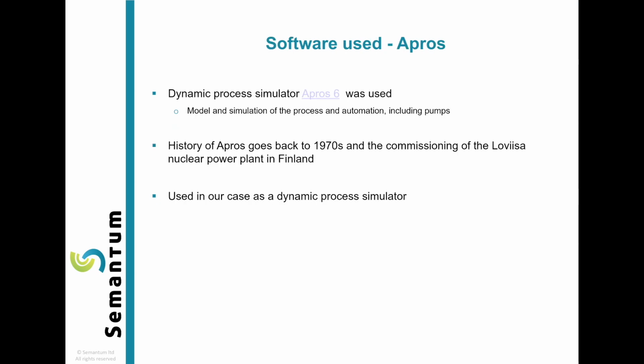So the dynamic process simulator was Apros 6 specifically. It contained the model and simulation of the process and automation, including the pumps. And the history of Apros goes way back in time to the 1970s and the commissioning of the Loviisa nuclear power plant in Finland. But in our use case, we didn't use any nuclear libraries. We just used the dynamic process simulator part of it.